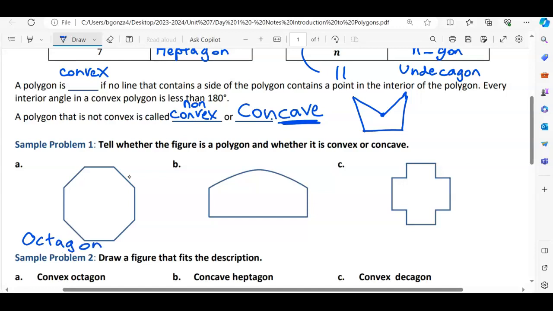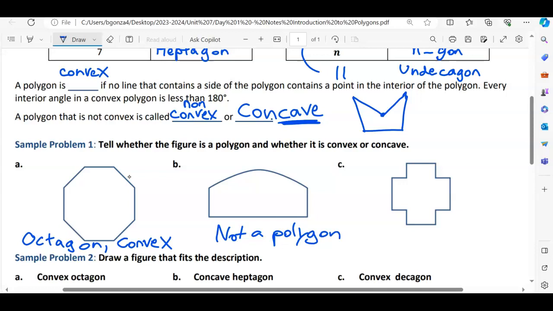And then, is it convex or concave? What do you think? Convex or concave? Does it cave in anywhere? It's all pointing outward, so this is convex. Cool. Letter B. Is this a polygon, first of all? It's got a curve on it. Curves are not polygons, so you could put not a polygon. Don't worry about convex or concave. If it's not a polygon, it doesn't matter.